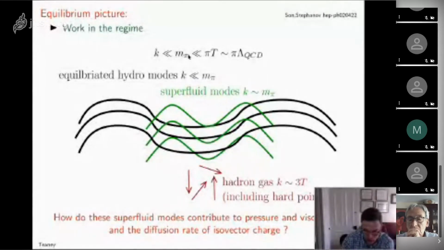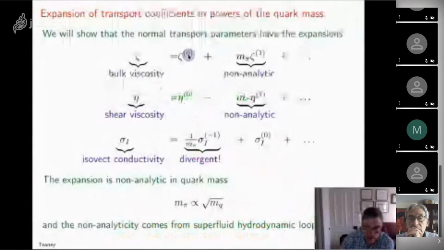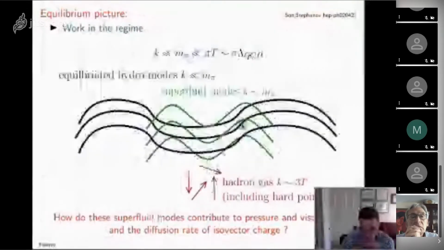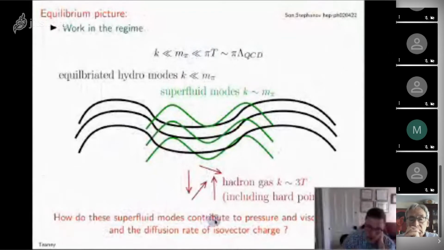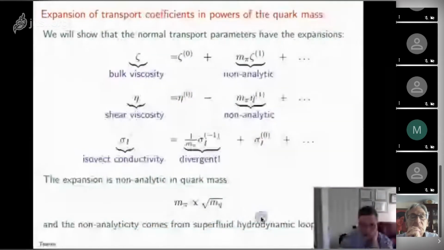So again, the main portion of the talk will be to talk about how these superfluid pion modes contribute to the pressure and viscosities of the theory. Let's quickly give a preview of the results here. We're going to talk about how the transport coefficients depend on the pion mass.